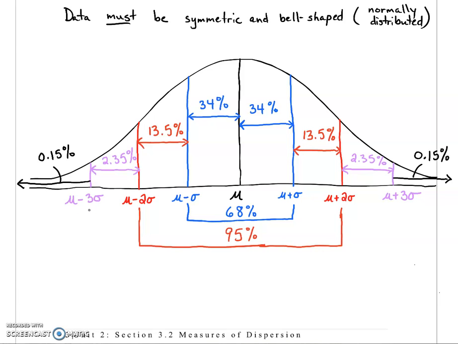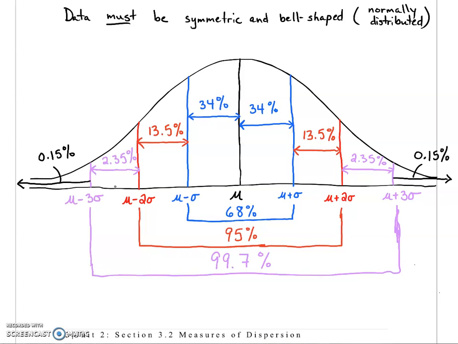And the last one, from 3 standard deviations below to 3 standard deviations above the mean, is 99.7% of the data. And that leaves 0.3 to be divided evenly between the two tails.